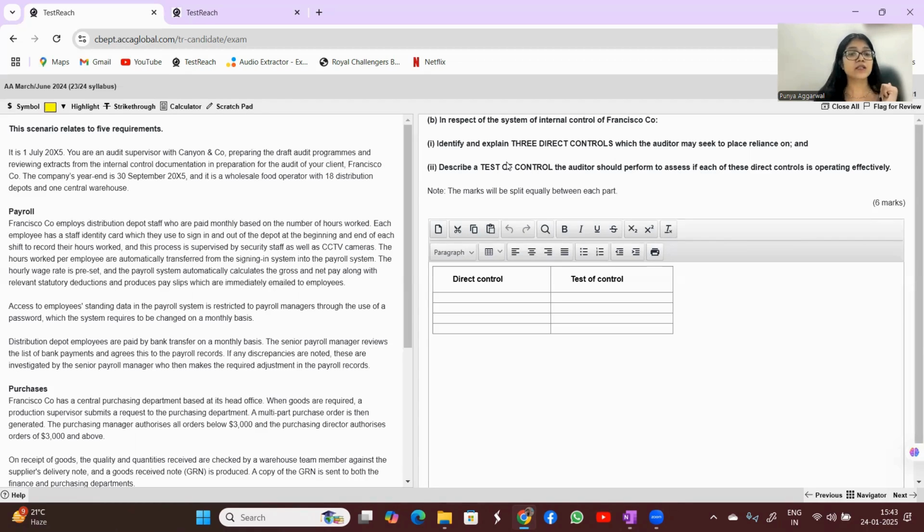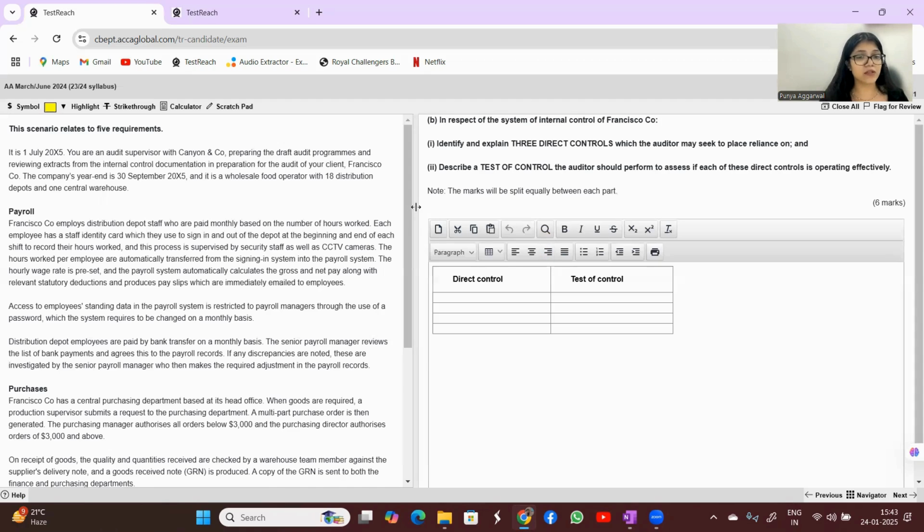Second part says, describe test of controls. So test of controls was that we were seeing if the CCTV camera is working or not, right? The auditor should perform to assess if each of these direct controls are operating effectively. So makes sense also, right? It is a 6 marker. That means 3 direct controls I have to write, and 3 tests of controls for the same I have to write.